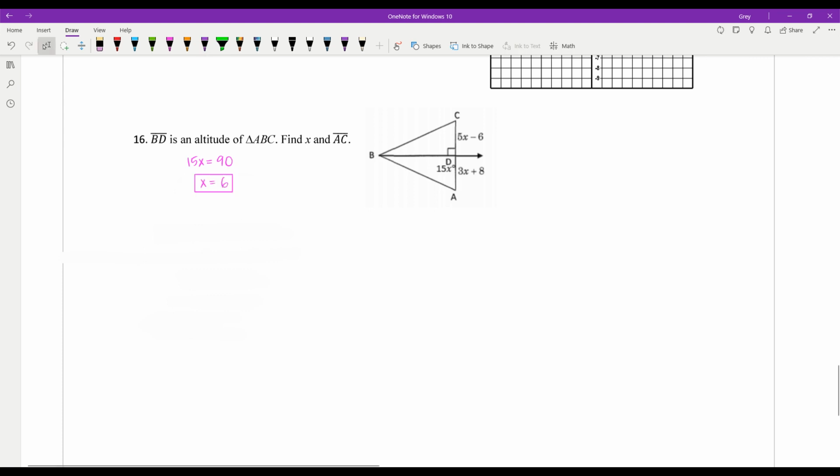So now to go find AC, I happen to think it's easy to do it algebraically first. So AC is equal to AD plus DC. And AD is equal to 3x plus 8. And DC is equal to 5x minus 6. When you combine those, you get 8x plus 2. And so I'm going to plug in x equal to 6 and find out that AC is 50.